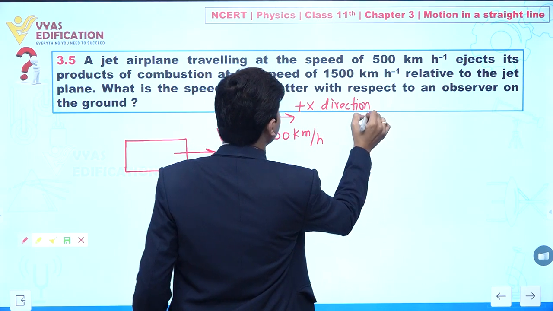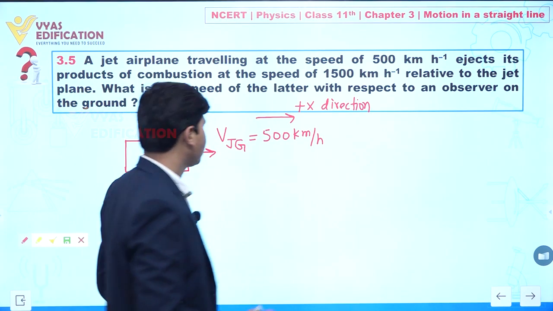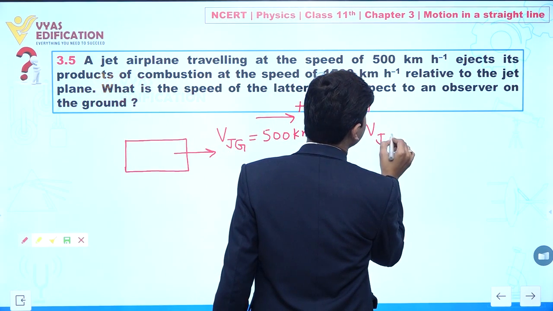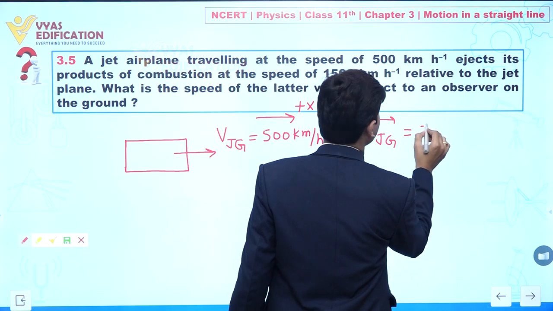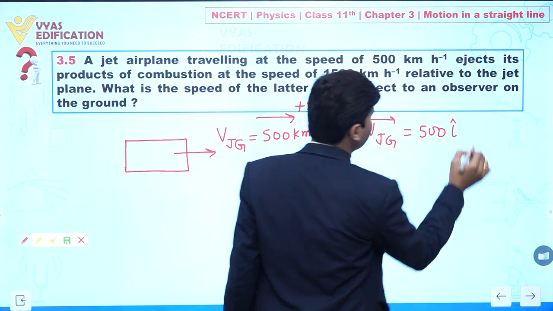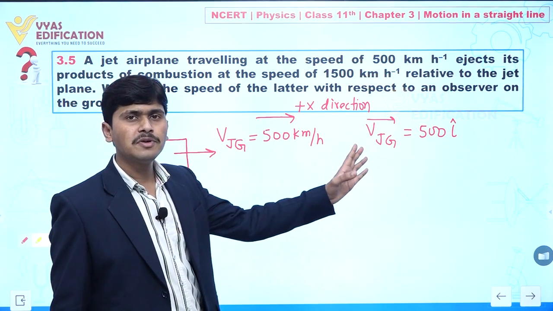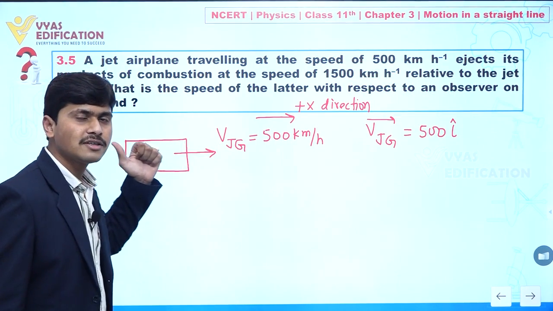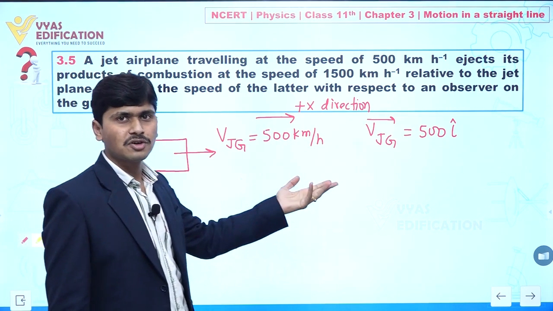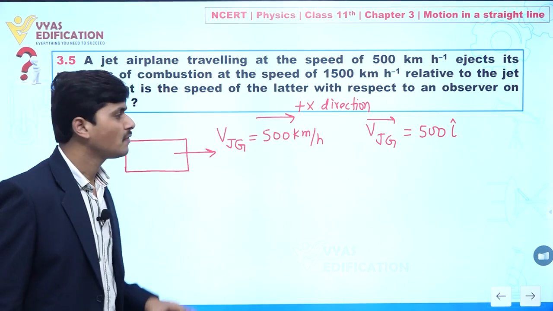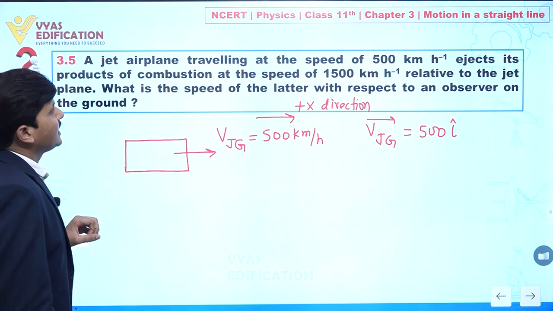So I can write this value in vector form also. Yes, I can write it like this: velocity of jet with respect to ground is 500 î. Now listen carefully. You can directly solve it: if you assume one direction positive, the other direction is already negative. But let's suppose we write it in vector form.